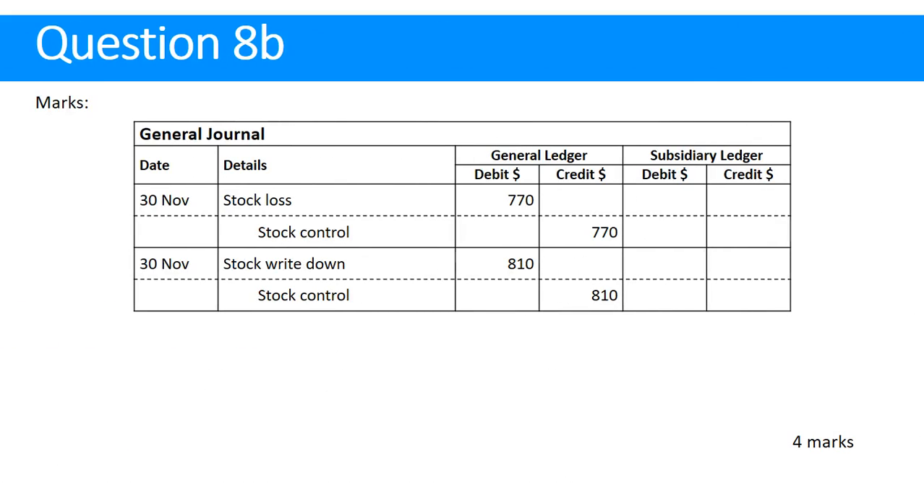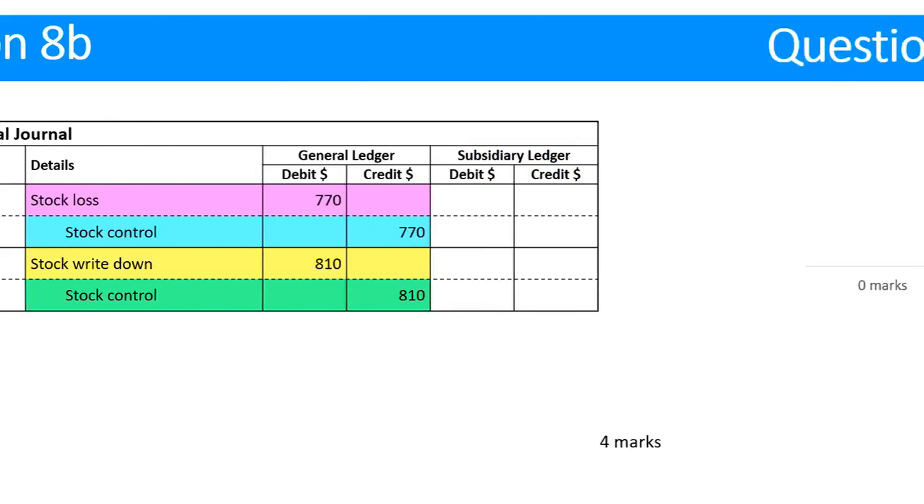Looking at the mark breakdown, it's quite straightforward. 1 mark for the debit to stock loss, 1 for the credit to stock control, 1 for stock write-down and 1 for the other credit in stock control. These do need to go on separately. We can't do one overall credit to stock control. These are different transactions with different memo numbers, so they need to go in separately in the general journal.